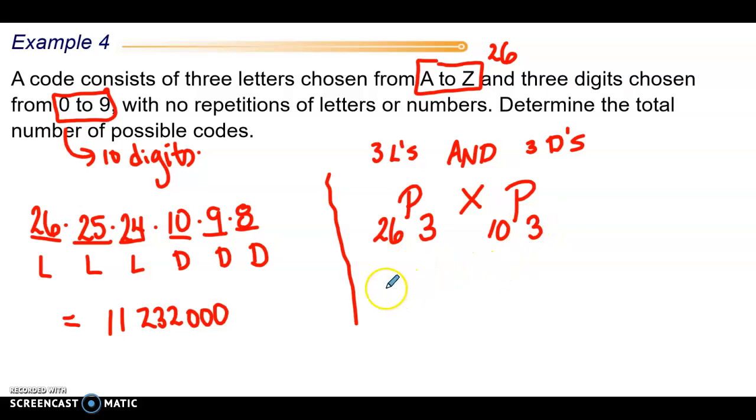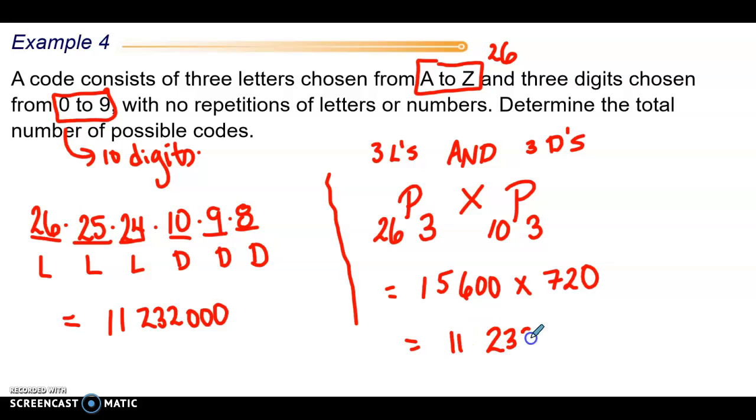Okay, so if we actually plug this into our calculator, this is 15,600. This one is 720, and when we multiply the 2, we get the same number, 11,232,000.